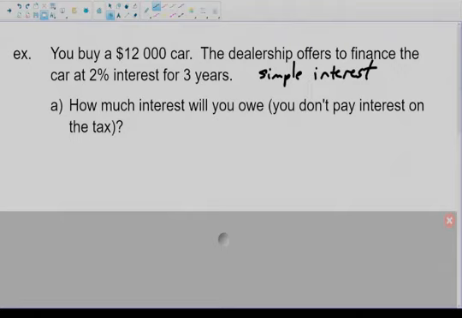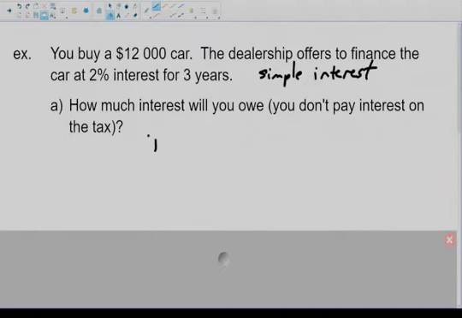The first thing we're going to do is calculate how much interest you're going to owe on that car. Now, you do have to pay taxes on that car as well, but we're going to say that the interest isn't paid on the taxes. So you're not actually having to pay interest on your taxes, which would kind of not be very fair. Okay, so let's just calculate how much interest you would owe. So we know that interest is equal to PRT.